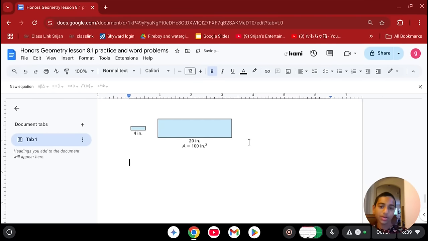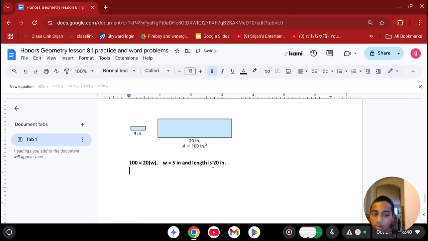Now I have one more here. So this time we're trying to figure out the area of the smaller polygon. So the scale factor is going to decrease in this case. So the area is equal to the length times the width. We're given the area as 100. We'll add the units later. 100 is equal to 20 times W, or the width. So that means the width is equal to 5 inches. And the length is 20 inches.